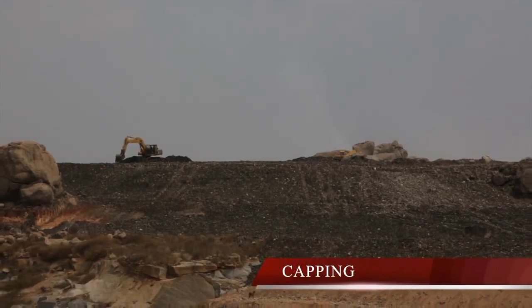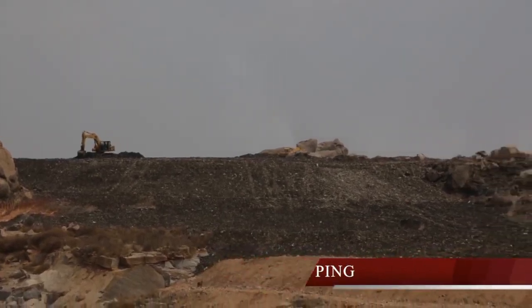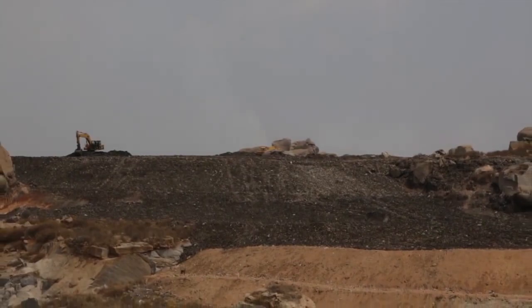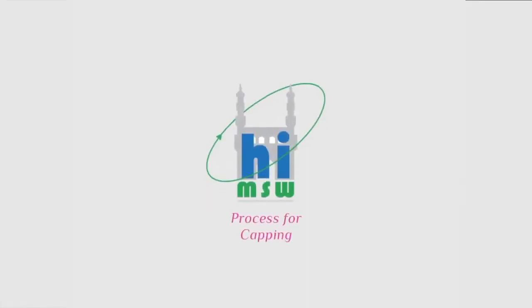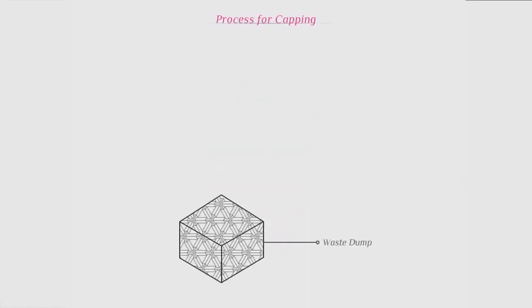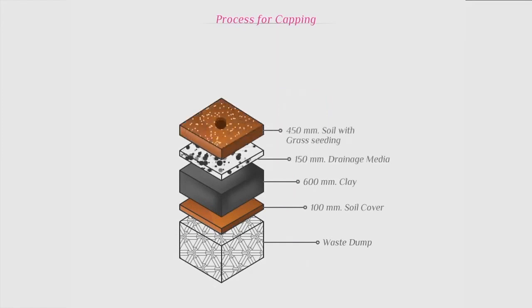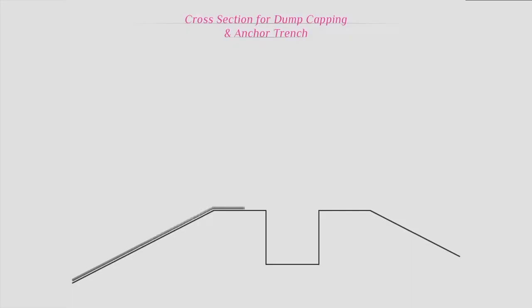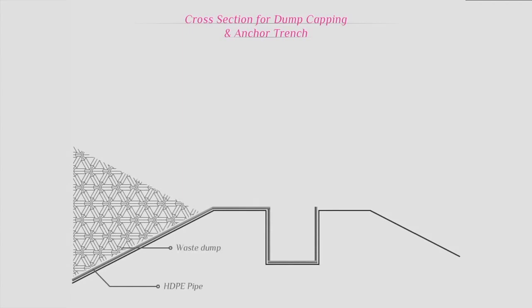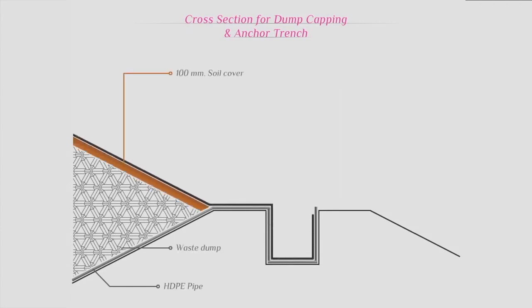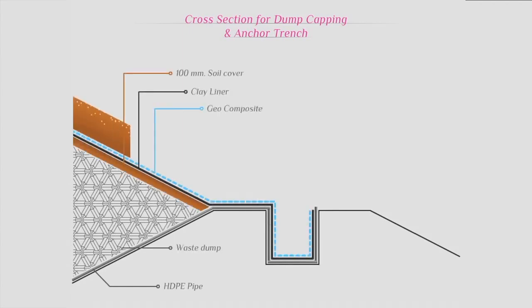Capping. The existing site for waste management facility has the legacy of years of waste dumping. The waste dump is capped using scientific methods. The process requires laying of HDPE piping network for collection of leachate, covering of soil followed by clay lining, geocomposites, additional thicker soil layer, and vegetation cover. Piping network is also laid for collection of any methane gas and flaring to mitigate release of greenhouse gas emissions.